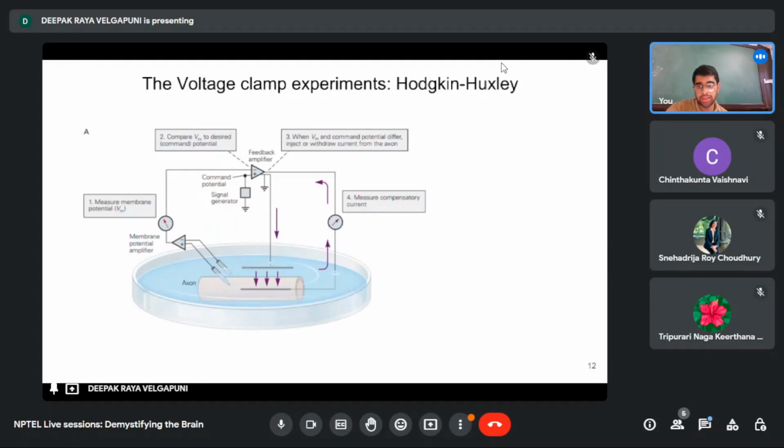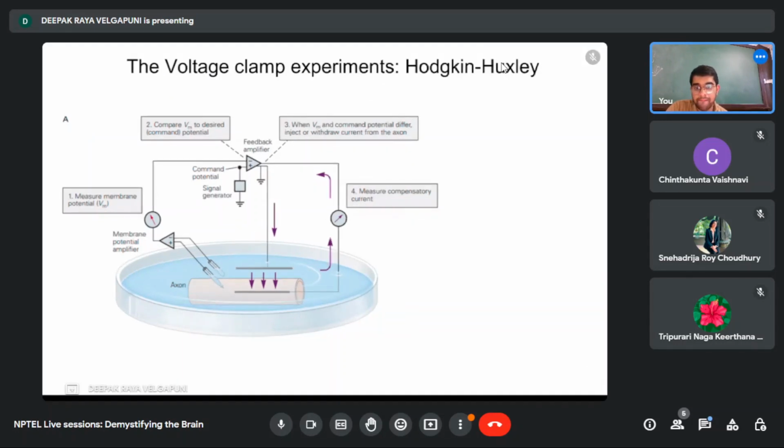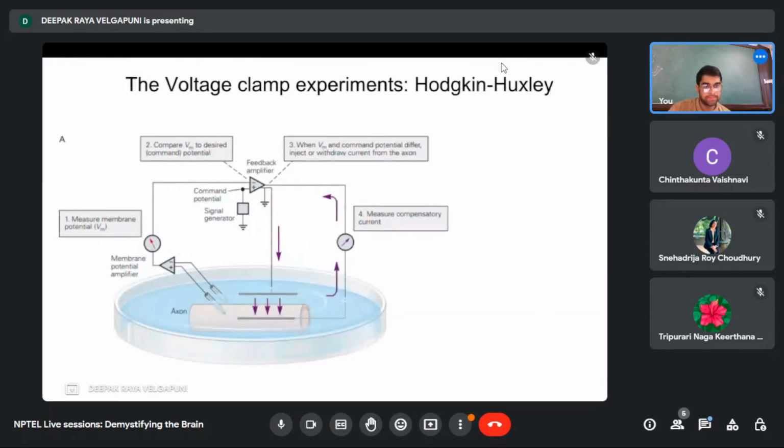So I think last class someone was asking what Hodgkin and Huxley did. So I'll just cover a little bit about it. What is the experiment? Is the figure visible? Yes.